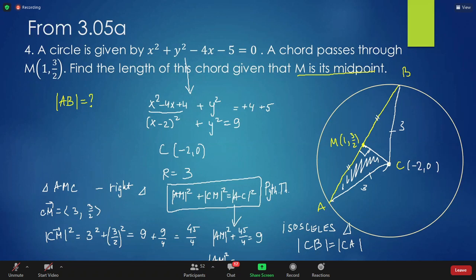Wait. Too much. What went wrong? CM squared and 9. CM squared should be less. Okay, just a moment. Where did I make a mistake, or am I not making any mistake? C is not -2, C is 2. Oh, right. Because this is a minus, this is a plus. Thank you.